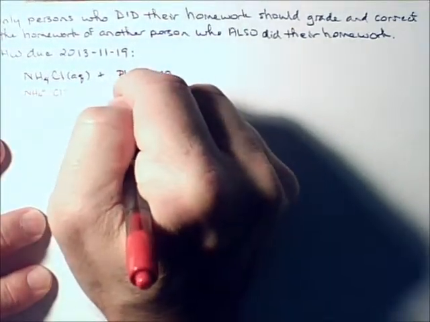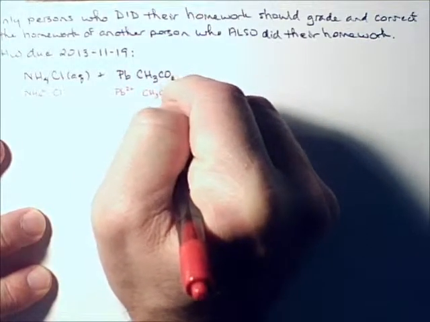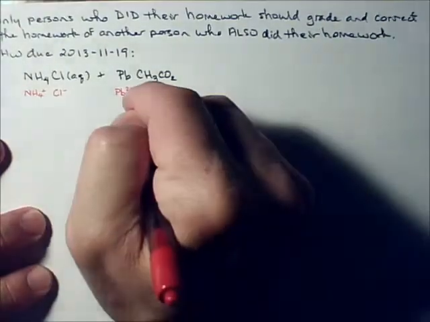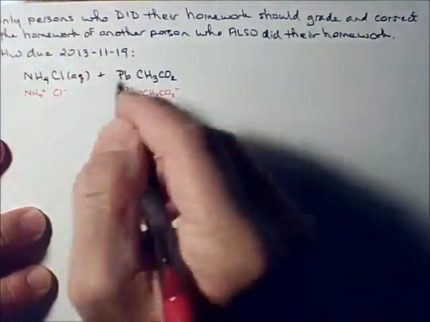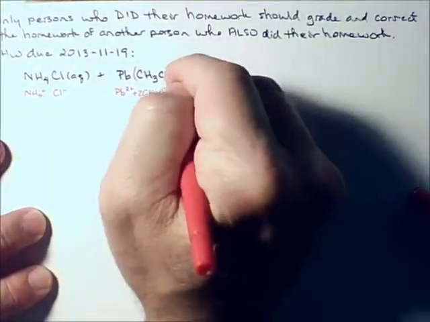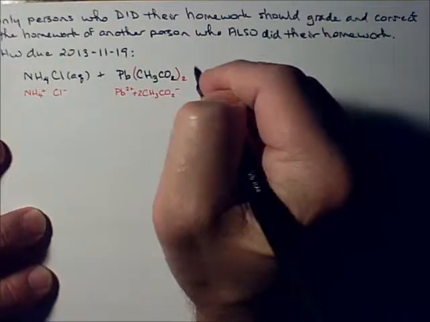It says it's lead 2, so lead 2 has a 2+ charge. Acetate, if you look it up on the common ions list in your test references, has a 1 negative charge. So we need 2 acetates, and therefore we need to put 2 acetates in this formula. And it says it's aqueous, so we can show it to be aqueous.